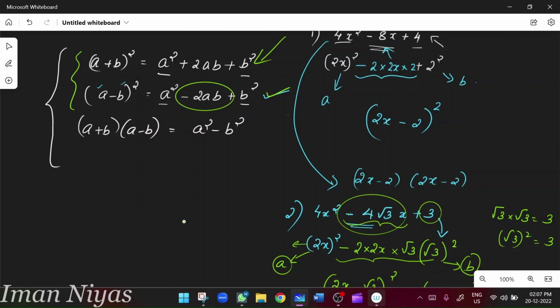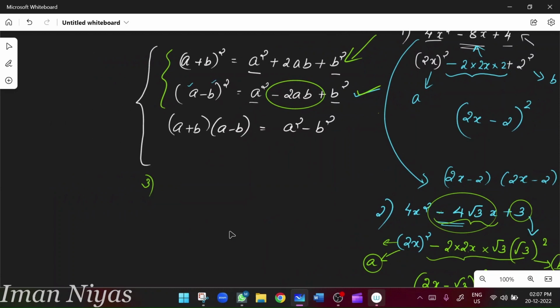So let's see another example related to this, okay? I'm going to write a question over here. 49y square plus 84yz plus 36z square. So how can we do this one? As we have discussed, we can write it as 7y the whole square, right? And the last term, can we write it as 6z the whole square? Yes, that is correct. Now you know the center term or the second term, that is plus.